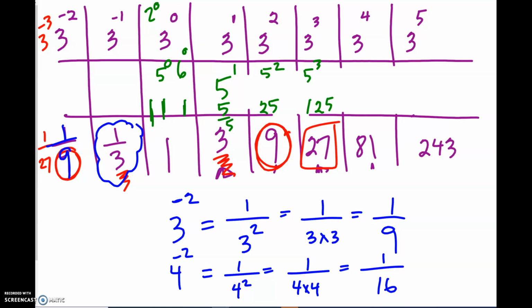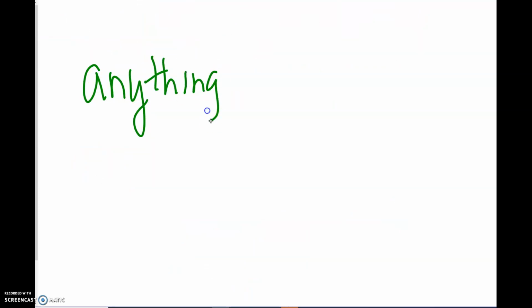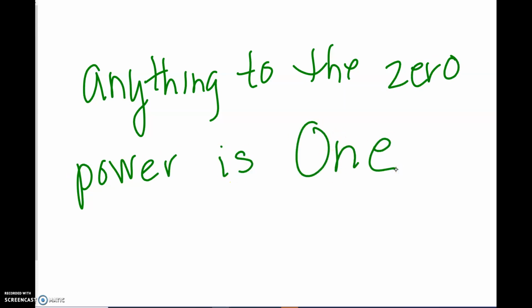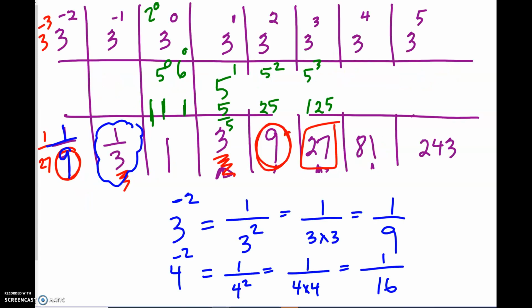So we have a very important note to write in here. Anything to the 0 power is 1. Okay, stop this, freeze this, put this in your notes. Anything to the 0 power is 1. Now, this chart might be super confusing. Following the patterns, I'm sure you guys were totally fine.